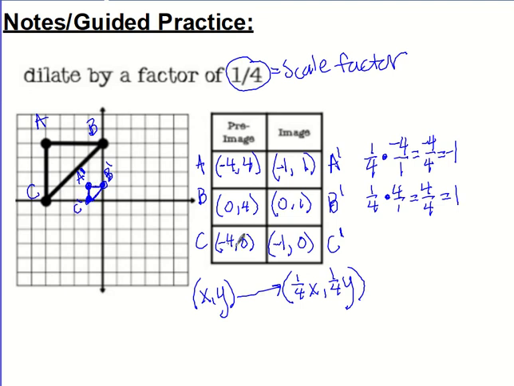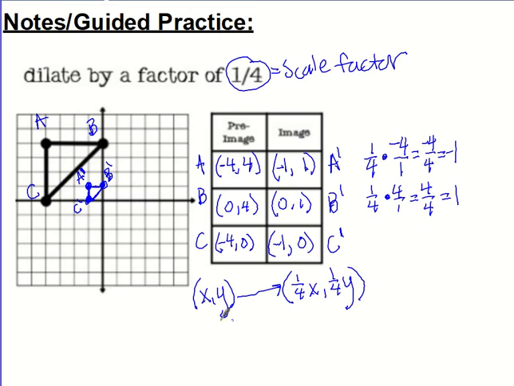Look at that itty bitty triangle. Notice it is still the same triangle, but it's smaller. I want you to also notice the side length was 4, and now it's 1. Well, 4 times a fourth is 1. So you can see that even the side lengths get changed, and that's what keeps it the same shape: the side lengths also get either reduced or enlarged.